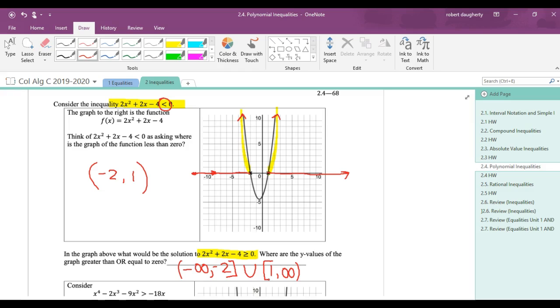Now I can also ask you for the zeros. What are the zeros there? -2, 0, and what? 1, 0. Those are the zeros of this graph. So that's also a fair game question. By looking at the graph, where are the zeros? Okay.